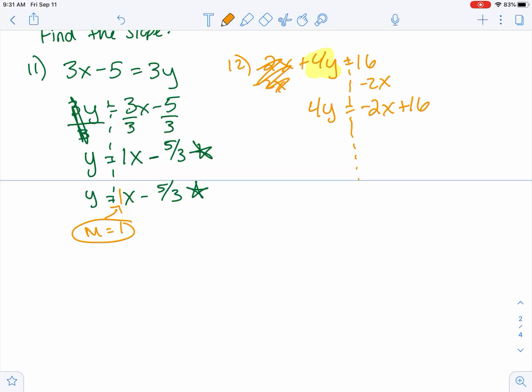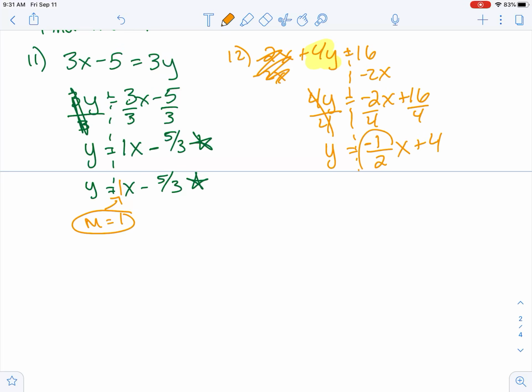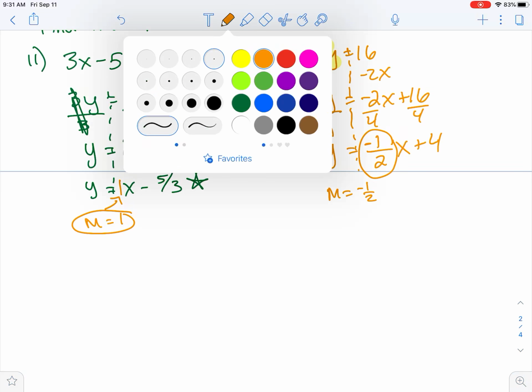Again, you could have written 16 minus 2x. And then I have 4 times y, so I'm going to divide each thing by 4 and then simplify. So that's gone, becomes a 1. Negative 2 over 4. Let's simplify that. What goes into 2 and 4? 2 goes into 2 and 4. So I'm going to divide the top. Negative 2 divided by 2 is negative 1. 4 divided by 2 is 2. Bring down my x. Plus 16 divided by 4 is 4. So I need my slope. It's always the one in front of the x. So my slope is negative 1/2.